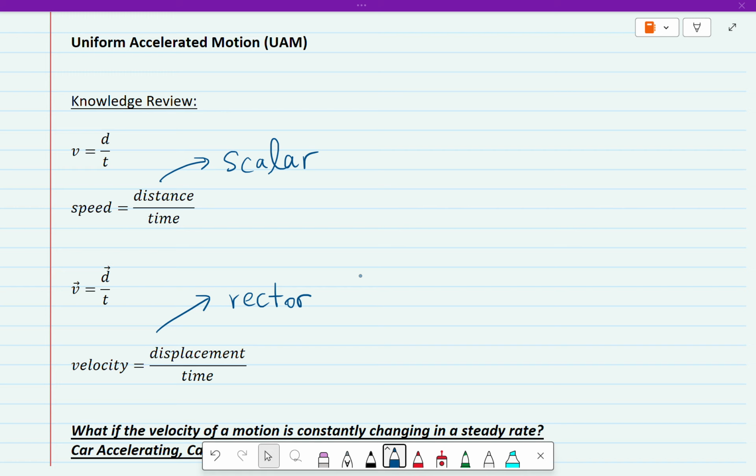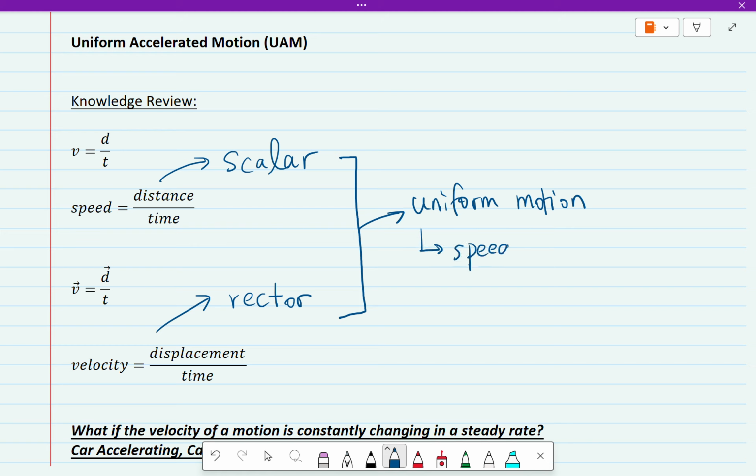If you still haven't grasped the difference between scalar and vector, please do refer to one of my earlier videos to check out. Now, we need to identify one very important thing, is that these two are used in uniform motion scenarios, which means that the speed or velocity, if we are talking about vector, remains constant. So we are traveling at constant speed all the time.